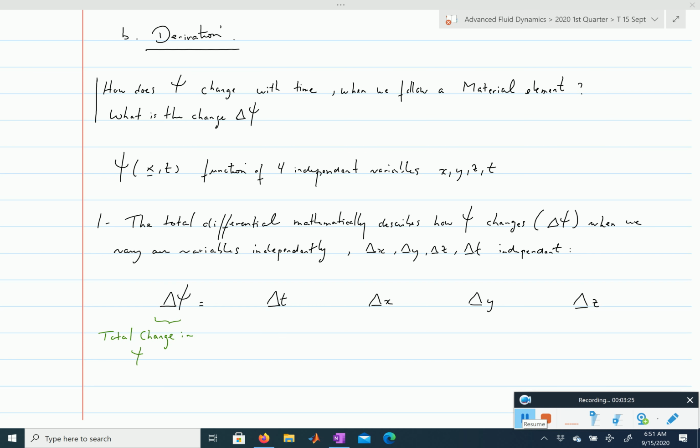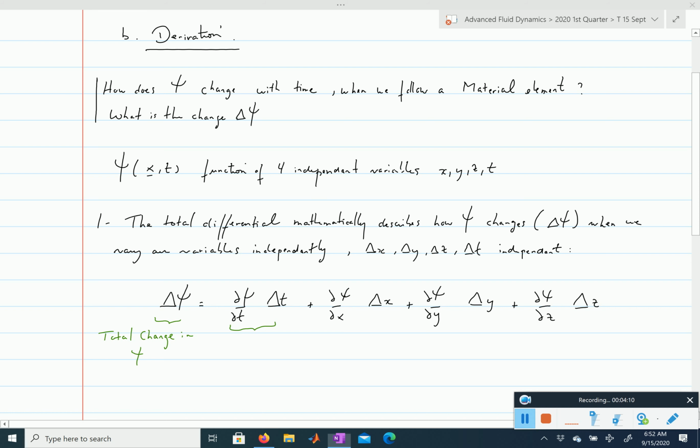And so from the formula for the total differential, you know how to relate the change of psi to a change in the variables. It's simply partial psi partial t times delta t, plus partial psi partial x times delta x, plus partial psi partial y times delta y, plus partial psi partial z times delta z.